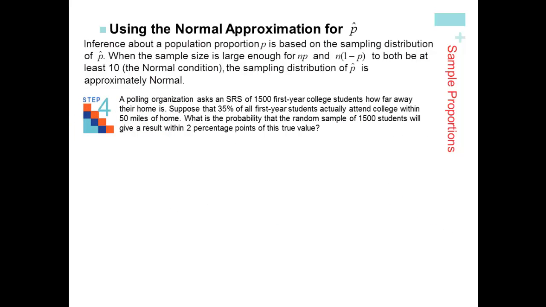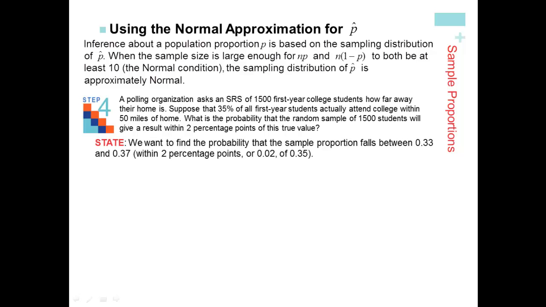Inference about a population proportion p is based on the sampling distribution of p hat. When the rule of thumb number 2 is met, the sampling distribution of p hat is going to be approximately normal. So let's take a look at this example. A polling organization asked a simple random sample of 1,500 first-year college students how far away their home is. Suppose that 35% of all first-year students actually attend a college within 50 miles of home. What is the probability that a random sample of 1,500 students will give a result within 2 percentage points of this true value?